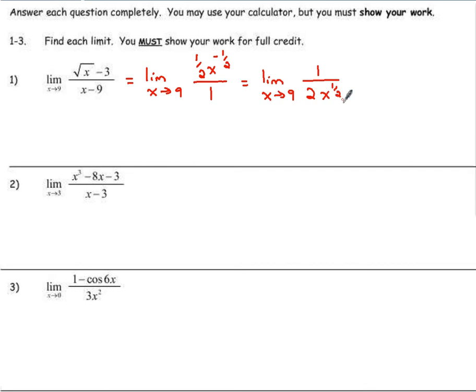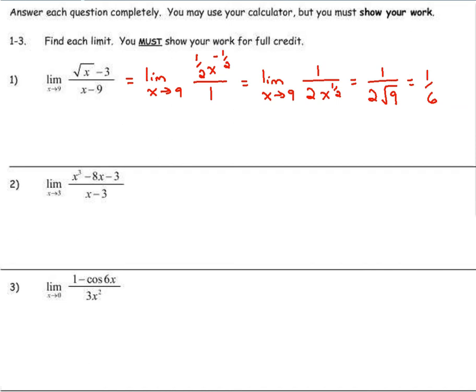At this point, now that we've applied the rule, we want to take 9 and plug in for x. When we plug in for x, we've got 1 over 2 times, this is technically the square root of x, so it's the square root of 9. It's 1 over 2 times the square root of 9. Square root of 9, of course, is 3, so it's 1 over 2 times 3. We get 1/6 back.